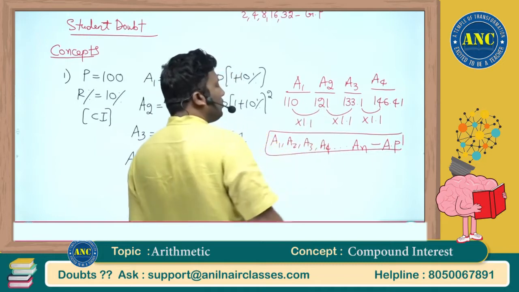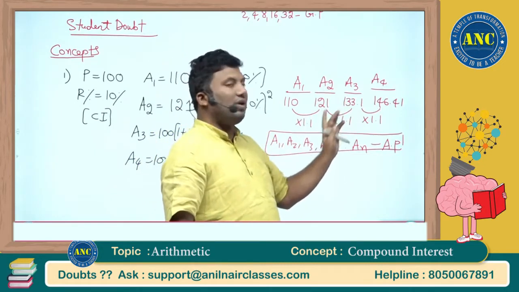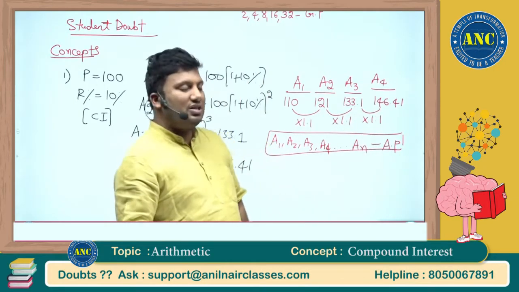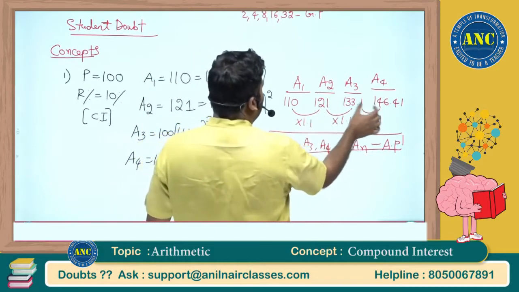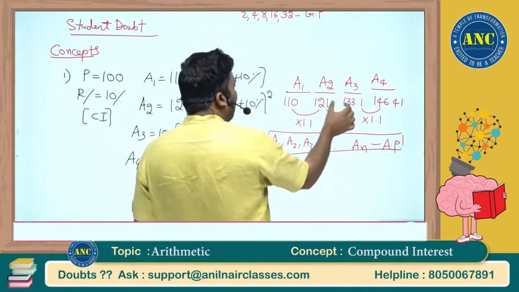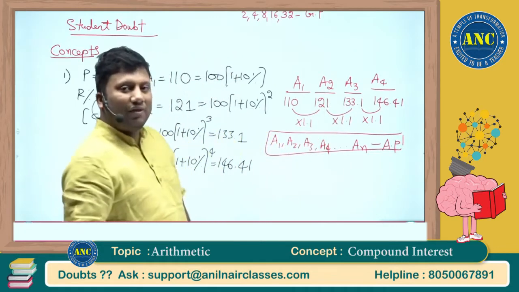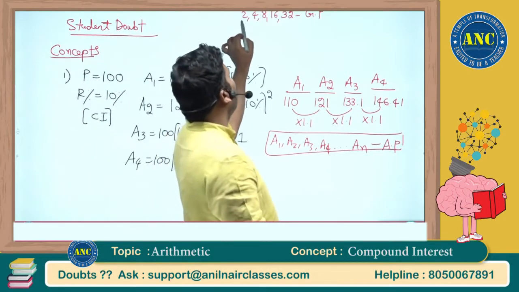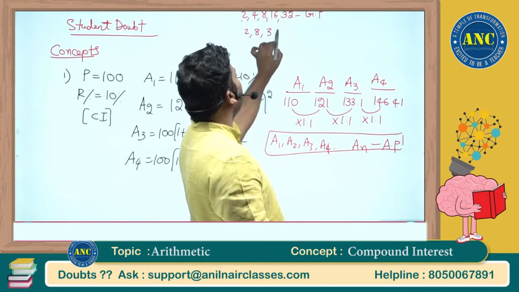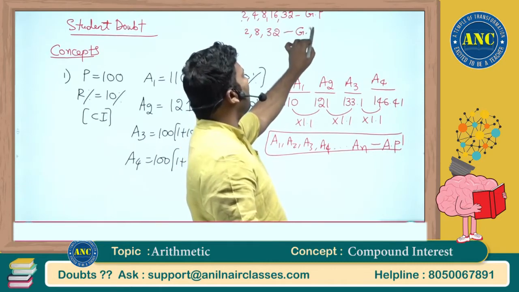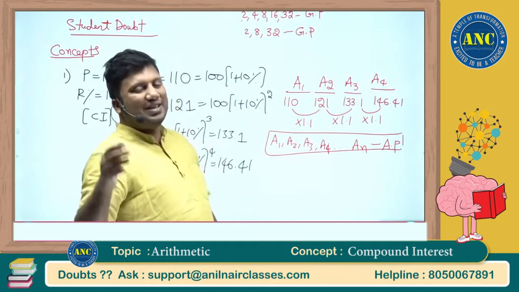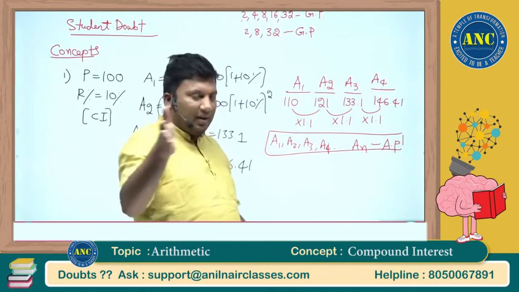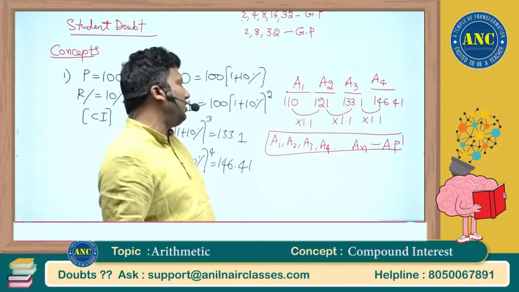100 into 1.1 is 121. 121 into 1.1 is 133.1. 133.1 into 1.1 is 146.41. The multiplication factor is the same. Or 121 by 100, 133.1 by 121, they are also the same. 2, 4, 8, 16, 32, they are in GP. Can I say that 2, 8, 32 are also in geometric progression, yes or no, right? If the series is in geometric progression, first term, third term, fifth term, as long as the difference in the number of terms is the same, they will be in geometric progression.